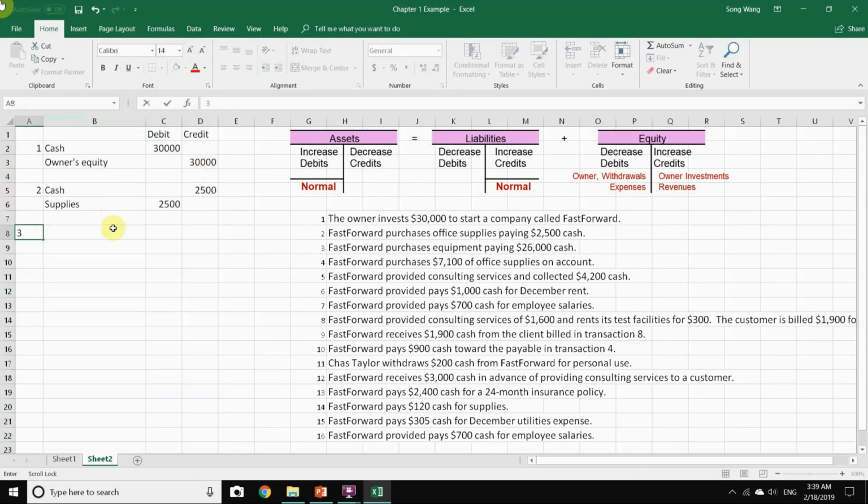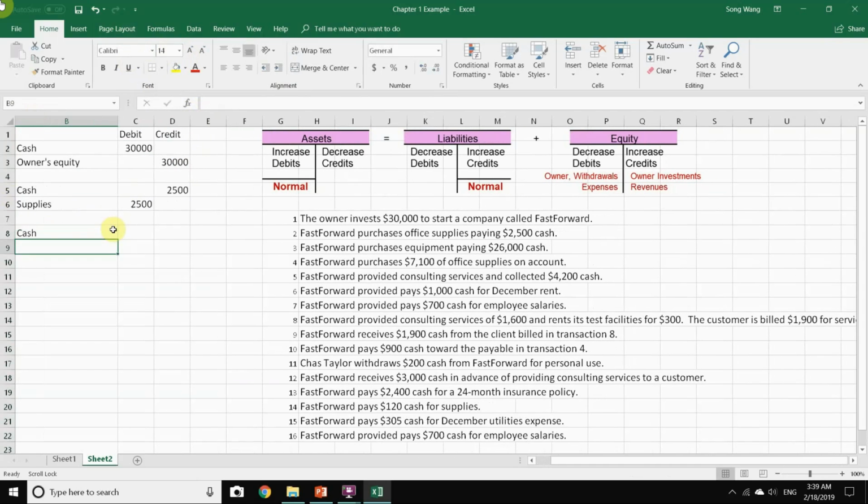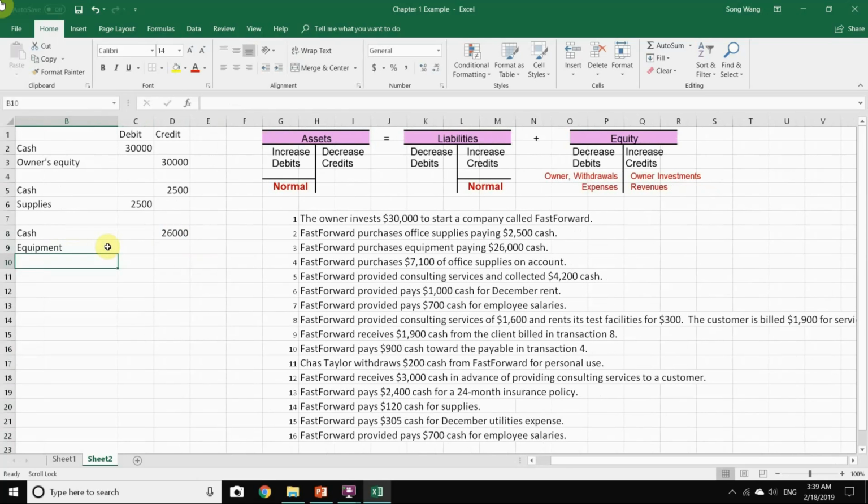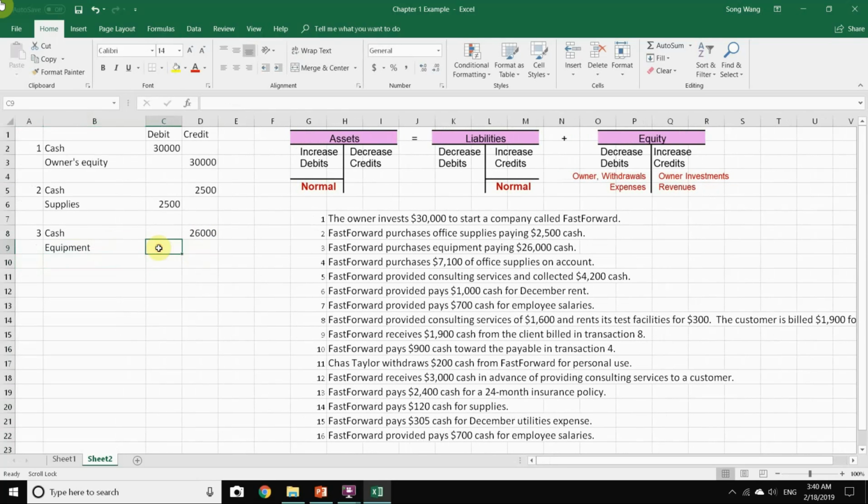And then transaction 3. So the company purchased equipment using cash. So once again, your cash got reduced. And then, so that's a credit, 26,000. And then you have an equipment increase, and that's a debit. So that's a 26,000, or just to make it equal to this is 26 I just put.